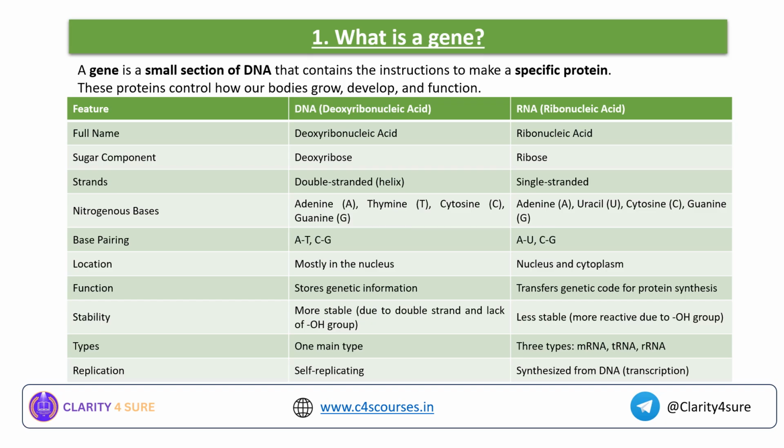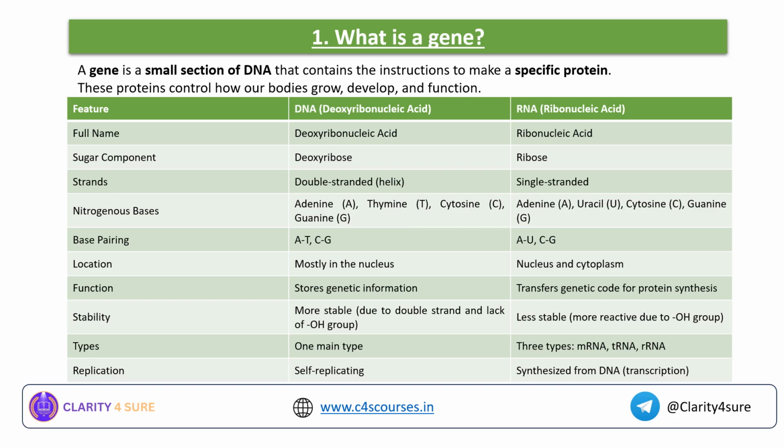So coming to the first topic of the day, it is about a gene. So we will try to understand the basics of a gene. What is a gene? A gene is nothing but a small section of a DNA that contains the instructions to make a specific protein. Why are these proteins important? Because these are the proteins that will control how our body should grow, develop and function.